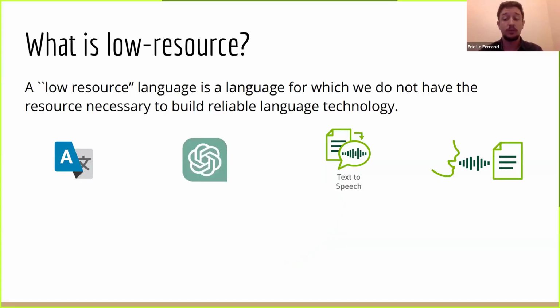So what is low resource? From a language technology perspective, low resource is a language for which we do not have the resources necessary to build language technologies. For example, for automatic translation, these resources will be sentences in Japanese, let's say, aligned with a corresponding translation in French. For a system like ChatGPT, this would be a set of prompts with possible answers. And for speech synthesis or speech recognition, that would be audio segments aligned with their corresponding transcription.